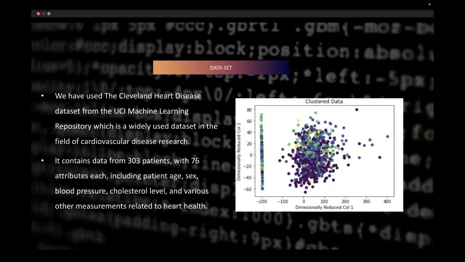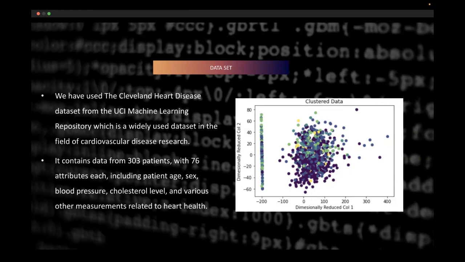So for our project, we have used the Cleveland heart disease dataset, which is a widely used dataset in the field of cardiovascular disease research. It contains data of about 300 patients with 76 attributes each, including the patient age, sex, blood pressure, cholesterol level, and various other measurements related to heart health. The goal of the dataset is to predict the presence of heart disease in a patient based on these attributes.